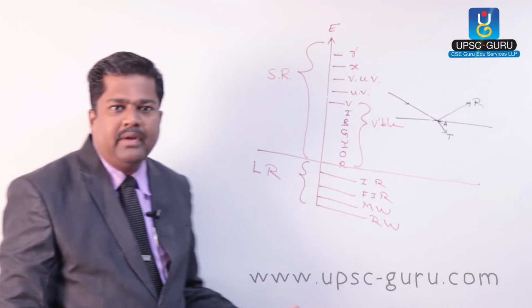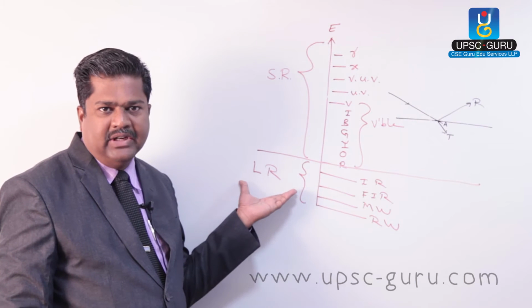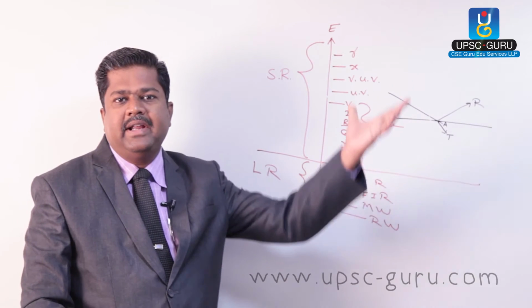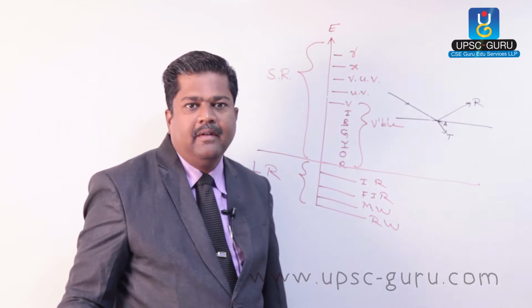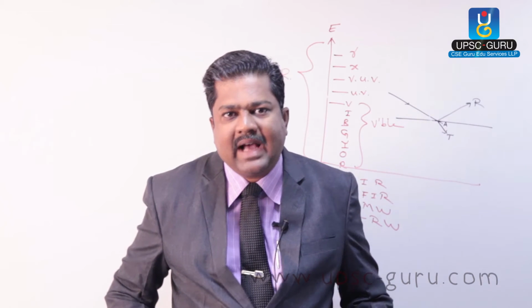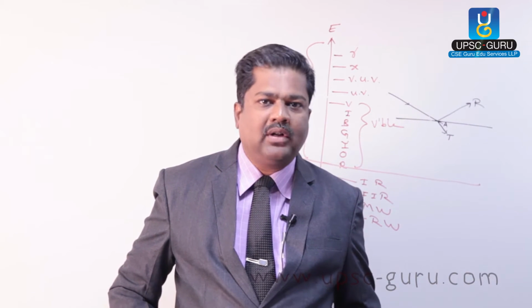Now in our geography, we are calling this part long radiation. So the surface is absorbing short radiation and radiating long radiations. Now, long radiations are absorbed by the atmosphere, particularly carbon dioxide, methane and water vapors.